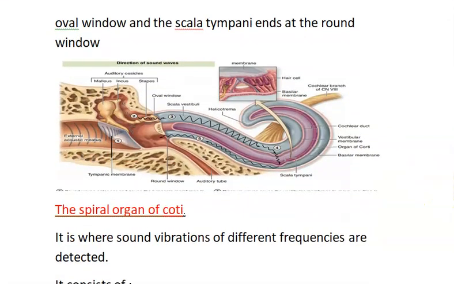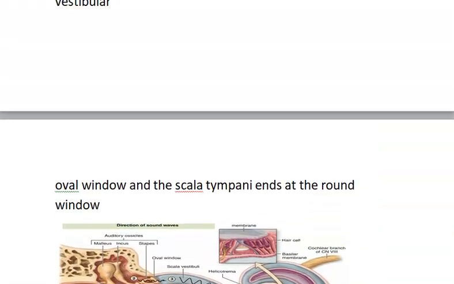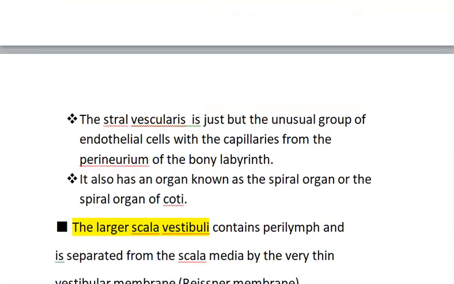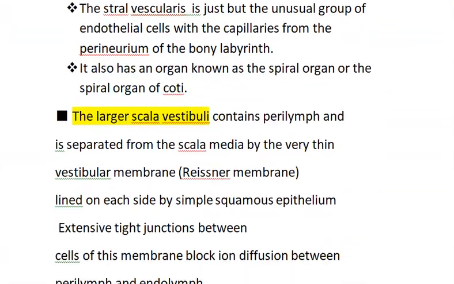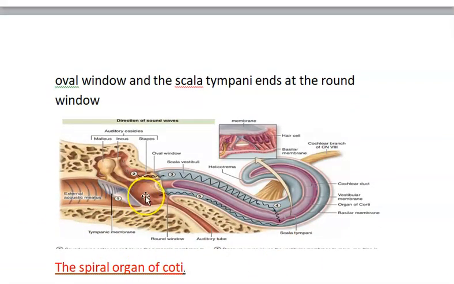What I'm now telling you, friends, is on this diagram. We were describing our scala tympani. We said it is separated from our scala media by who? By a fibroelastic membrane. And then, this is the scala media, friends. This entire part down here is the scala media. Our scala vestibuli is here, okay?